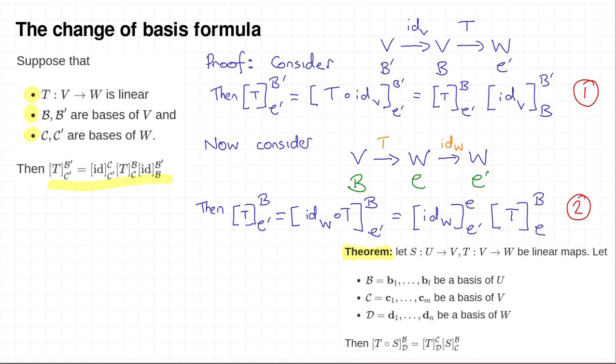We can now substitute equation 2 into equation 1, because if you look on the right hand side of equation 1, you've got the matrix of T with respect to initial basis B and final basis C prime. Equation 2 tells you that the matrix of T with respect to initial basis B and final basis C prime is equal to something else. So we're going to use that to substitute 2 into 1.